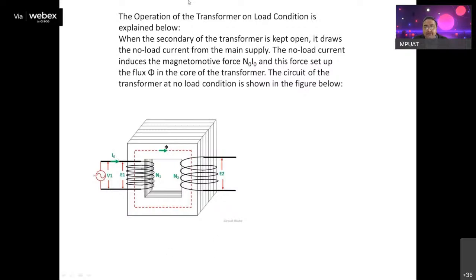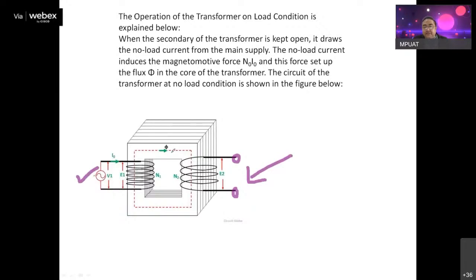So I have applied a voltage V1. You see, V1 is the applied voltage. So what will happen when it is under no load, means that secondary is open? Secondary is open, no load is there. So the current I0 will start flowing through it. Now when current will flow, a magnetic flux will be produced, and a corresponding induced EMF.